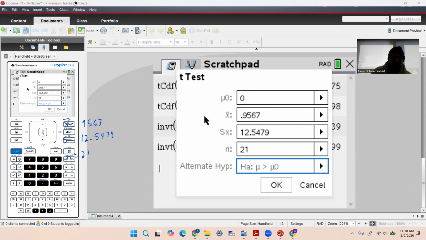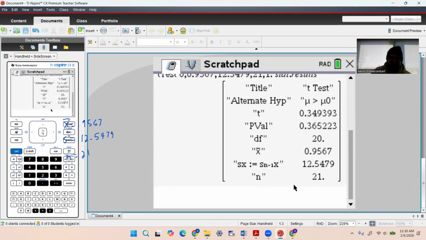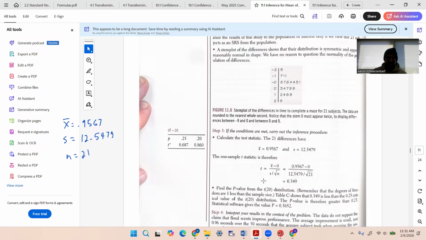Get those out of the way. And we get a p-value of 0.36. We got t of 0.034, degrees of freedom 20. Writing those down. Make sure to write that down in your conclusions.